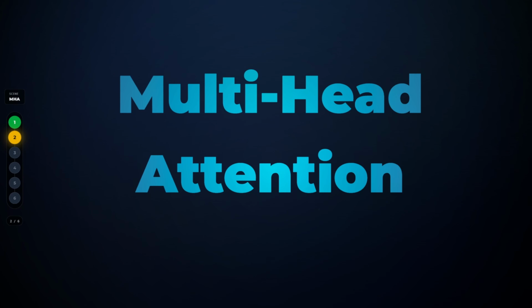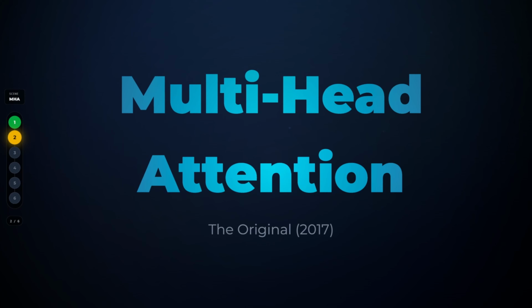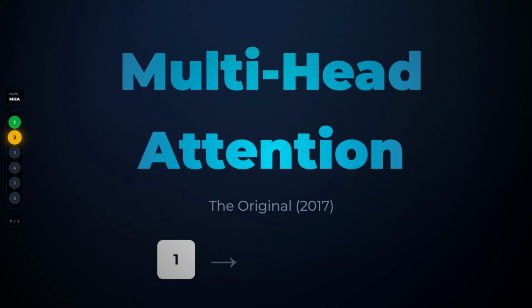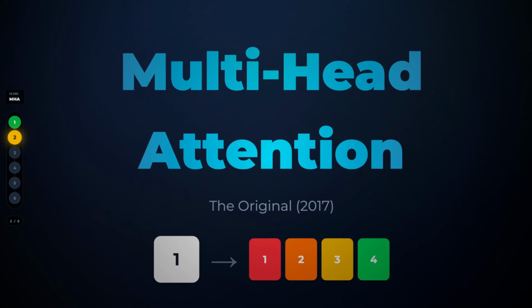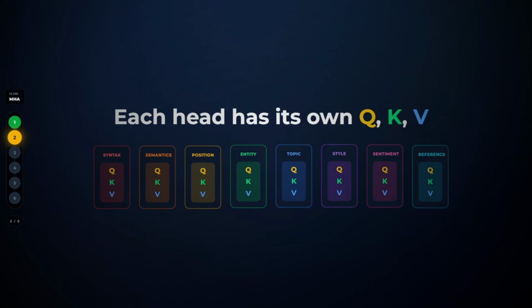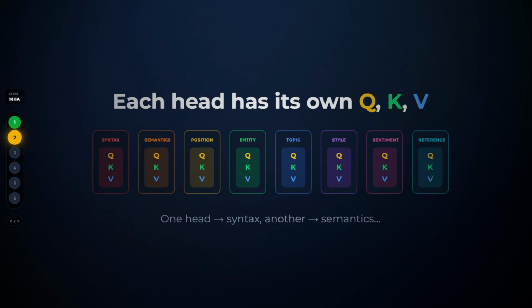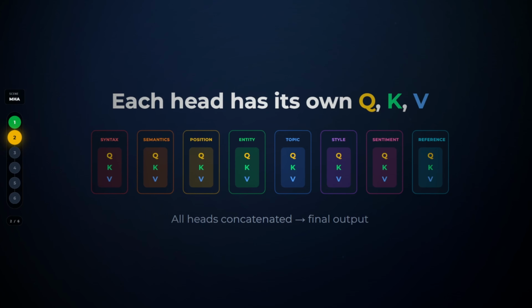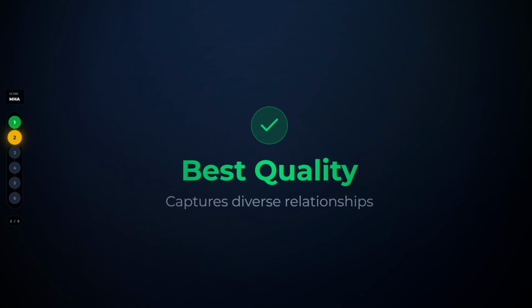Multi-head attention was introduced in the original transformer paper in 2017. The core idea is simple. Instead of one attention calculation, we split it into multiple parallel heads. Each head has its own query, key, and value projections. This allows the model to attend to different aspects of the input simultaneously. One head might look at syntax, another at semantics, another at position. After processing, all heads are concatenated and projected back. The benefit? MHA captures diverse relationships in the data.